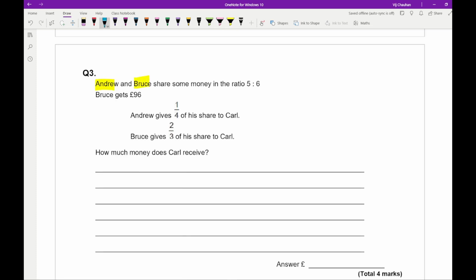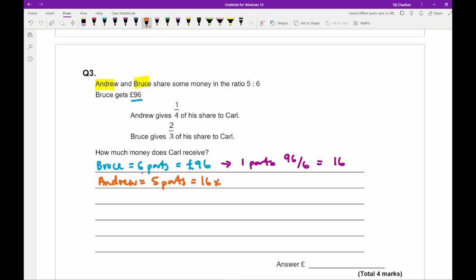Now we know straight away that Bruce has £96. So Bruce, looking at this ratio, has 6 parts, and that equates to £96. So to first of all find how much Andrew gets, from this we know that 1 part is going to equal 96 divided by 6, which gives us an answer of 16. So then from this we can work out what Andrew gets. So Andrew, who gets 5 parts, is going to be 16 times 5, which is £80.